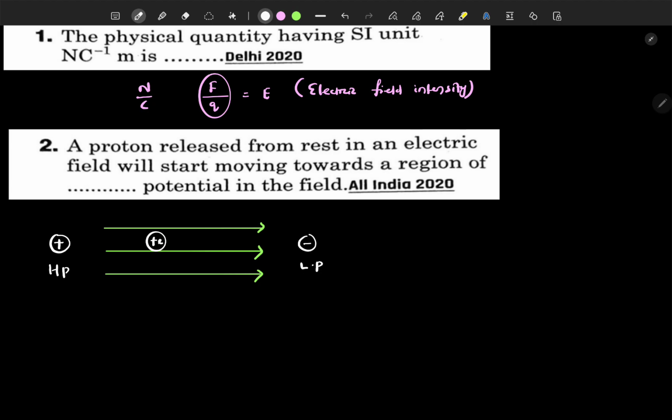So as per the question, in which direction does the proton start to move? This higher potential will repel the proton, and lower potential, meaning negative, will attract the proton. So this is the direction of motion of the proton. So a proton released from rest in an electric field will start moving towards a region of lower potential. So the answer is towards a region of lower potential. You can write the answer towards a region of lower potential, or you may write towards a region of decreasing potential. This is your answer.